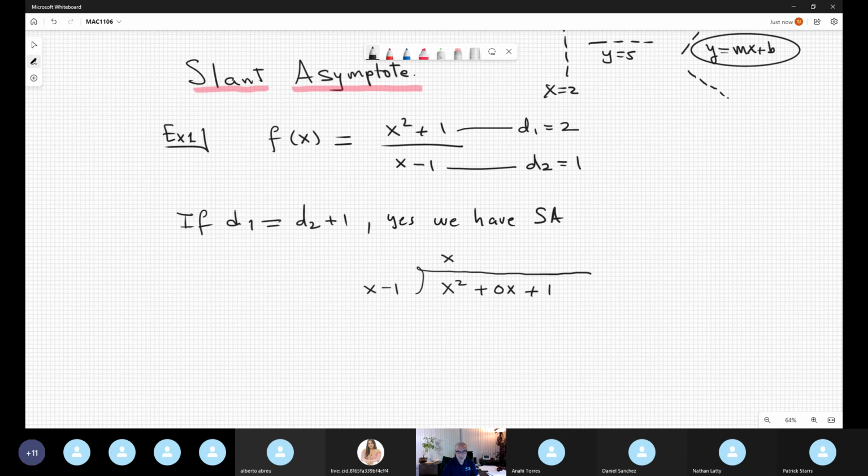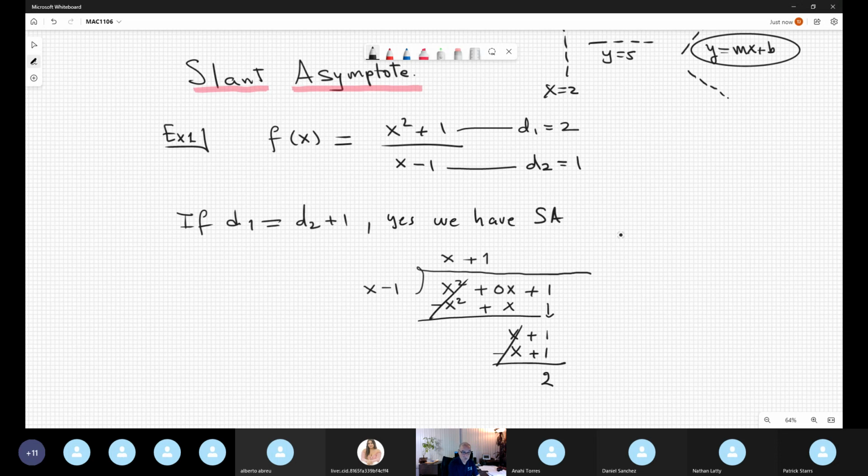It's x, because x times x is x squared. And x times negative 1 is minus x. By subtracting, you change the sign. This is cancelled, and this is x. Plus 1. Bring down 1. Now here is plus 1. Why plus 1? Because 1 times x is x, and 1 times negative 1 is negative 1. By subtracting, change the sign. Cancel out that part, and the answer is 2, the remainder.